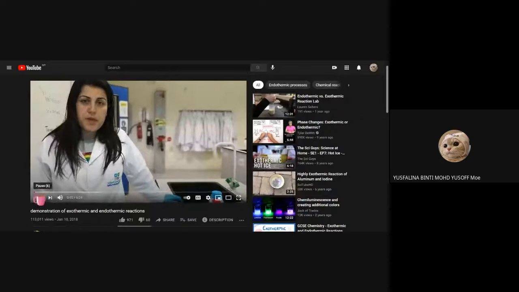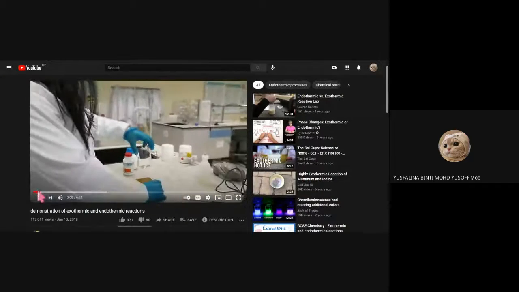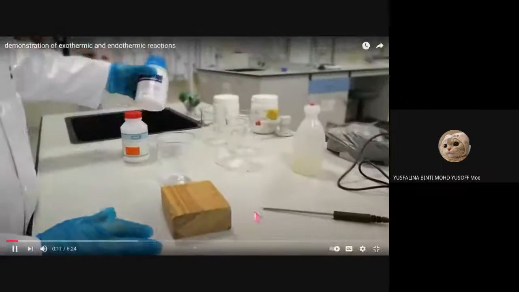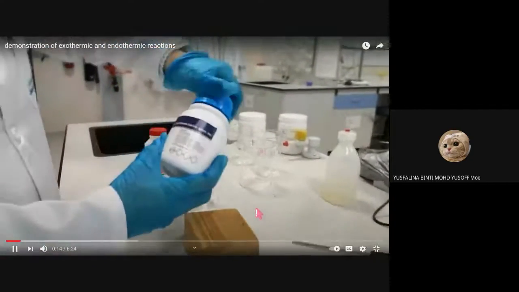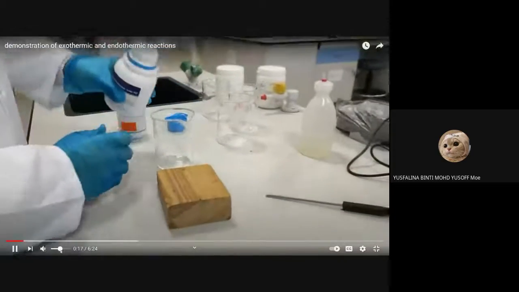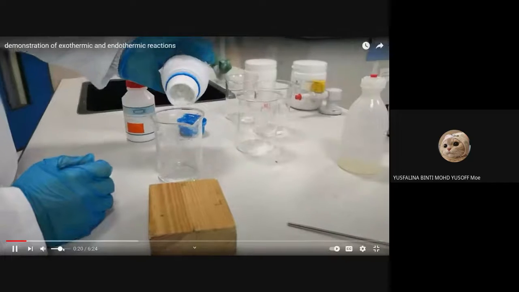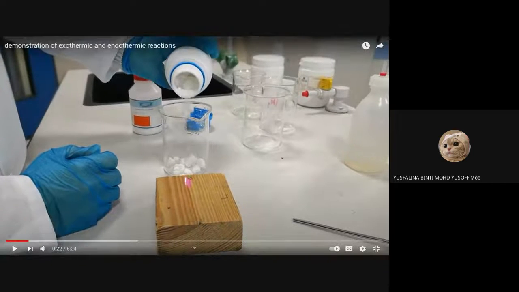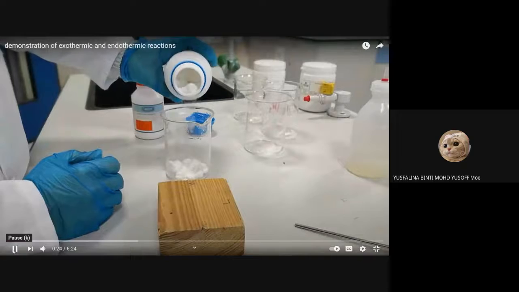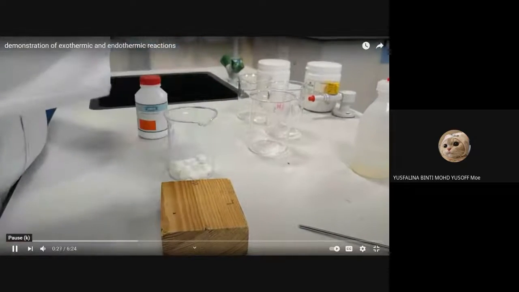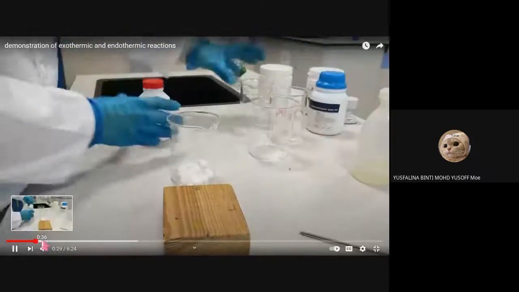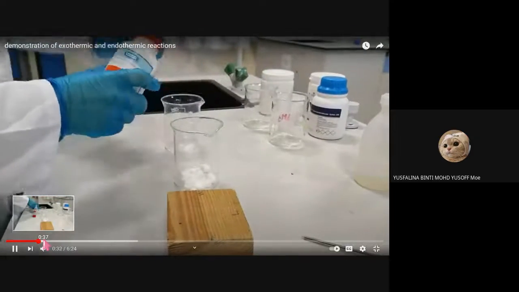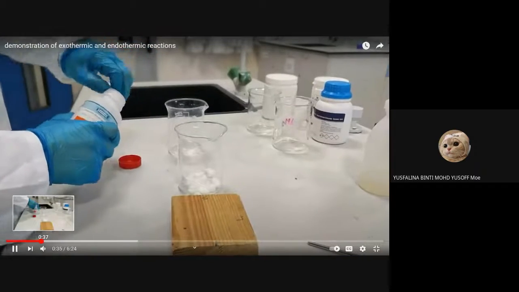I'm going to do 2 experiments today to demonstrate. First, we are going to do an endothermic reaction. I have barium hydroxide and ammonium chloride together. If we add the barium hydroxide and the ammonium chloride inside the beaker, this is actually the endothermic reaction. Barium hydroxide in this beaker. So let's see what happens in the endothermic reaction. And in another beaker, I will add ammonium chloride.